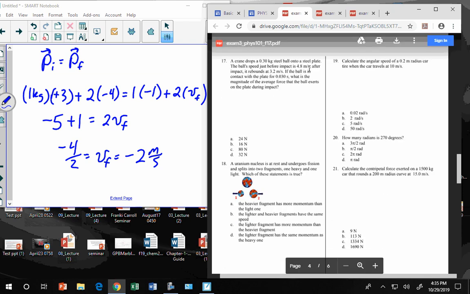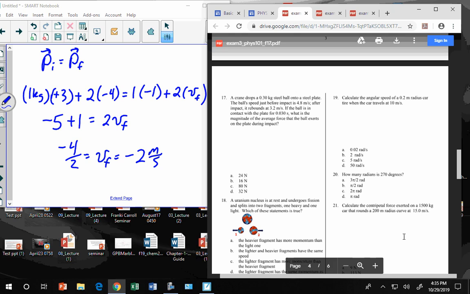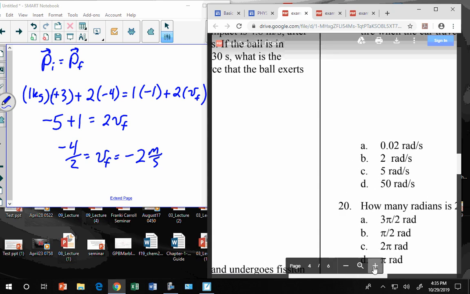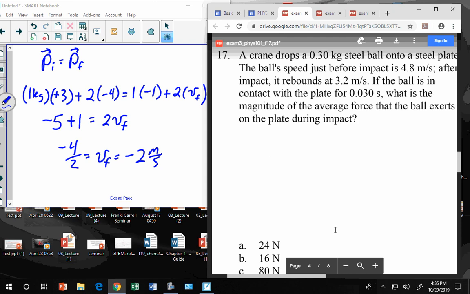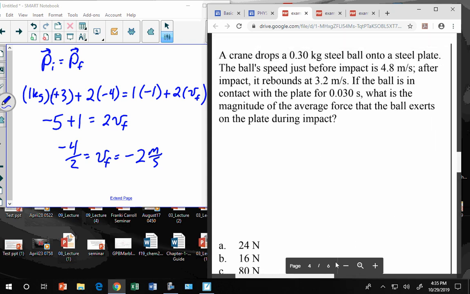Number 17, you'll have something like that, where you have to find the force or the impulse or something like that. You'll know this problem because it'll have a time in it. You'll know that it's a problem that is related to this, delta P over delta T. And the time should sort of key you off on that.